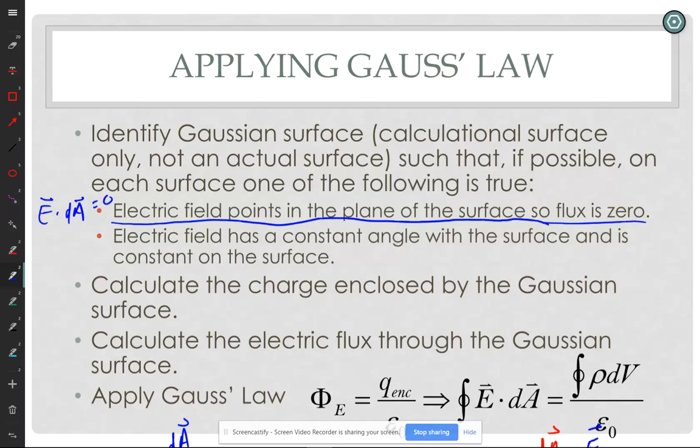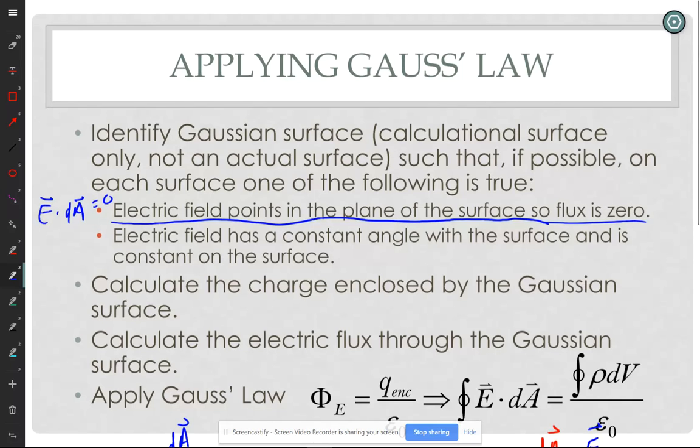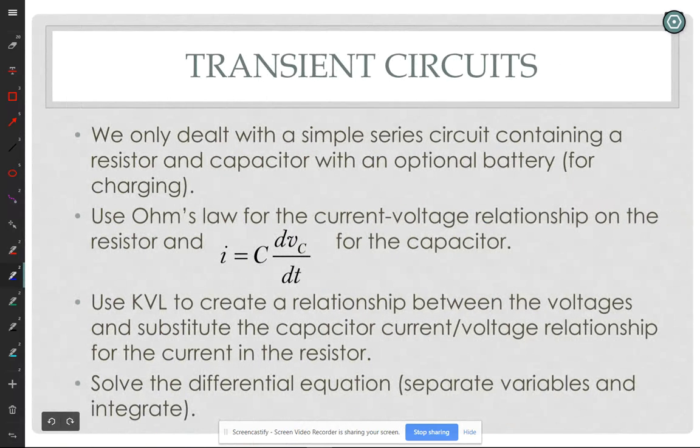Let's talk about that last one just real quick. Oh, we got 2 minutes, maybe not. Okay, we can talk about it because I didn't go through this. I'll go through this when we talk about magnetic transient circuits.